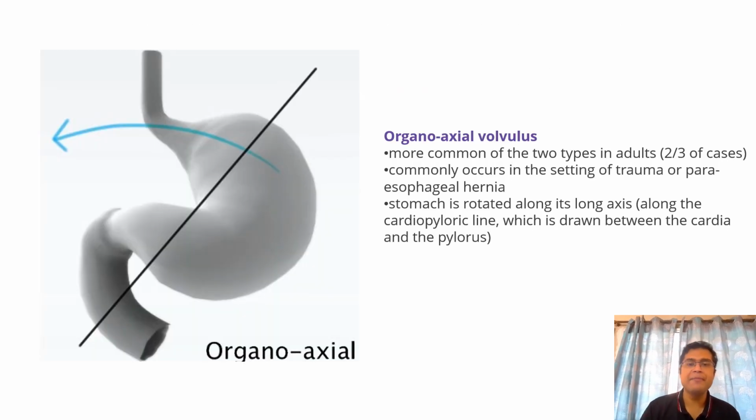So organoaxial and mesenterico-axial are the two types of gastric volvulus. In organoaxial, which is the more common of the two, the stomach becomes the mirror image of its own. The stomach is rotated along its long axis like this, along the cardiopyloric line, which is drawn between the cardia and the pylorus, and it is usually in the setting of trauma or paraesophageal hernia, and the stomach becomes its mirror image in organoaxial type.